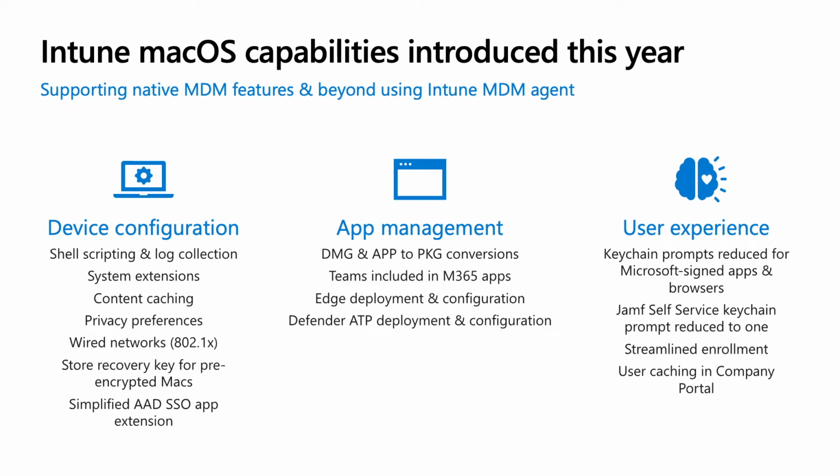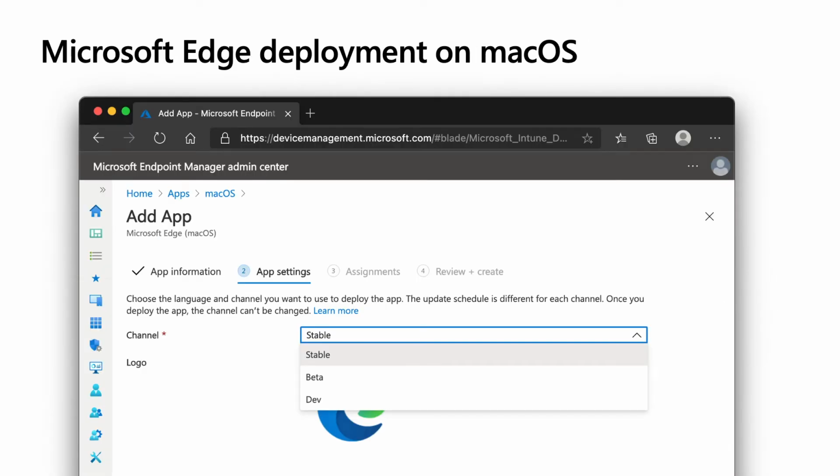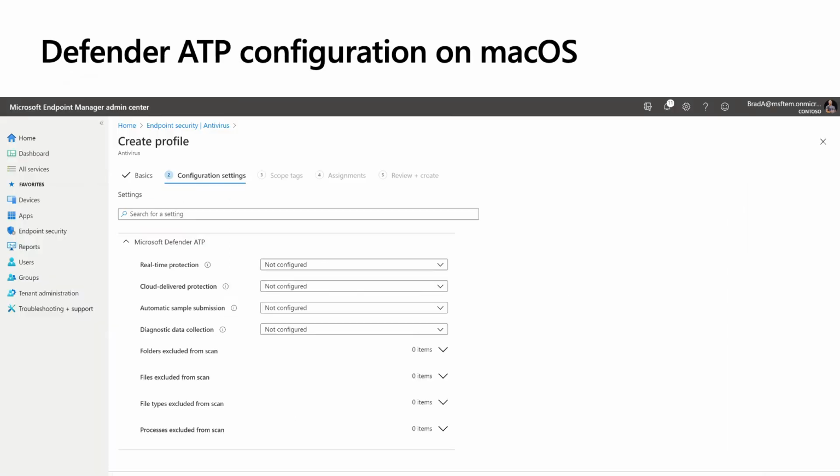We've also made deploying Microsoft Edge and Microsoft Defender Advanced Threat Protection easier than ever before in Endpoint Manager. You can simply choose the app from the macOS apps list and deploy. For Microsoft Edge, you can even choose from dev, beta, and stable channels. We have also added 8 new settings in Endpoint Manager's Endpoint Security Blade for the ATP app. This makes configuring settings for ATP much easier than before.